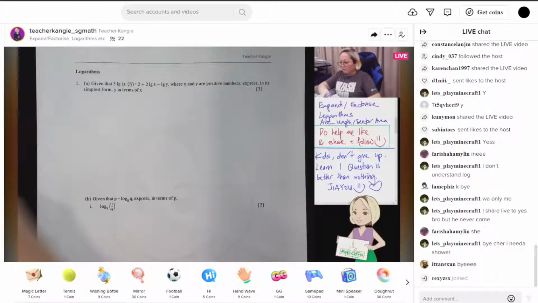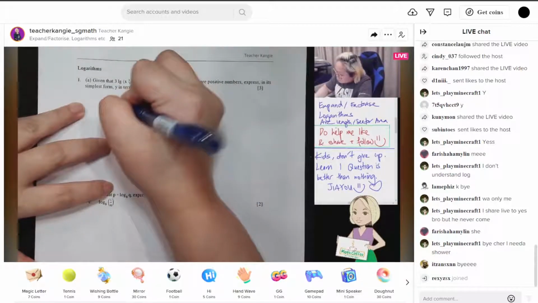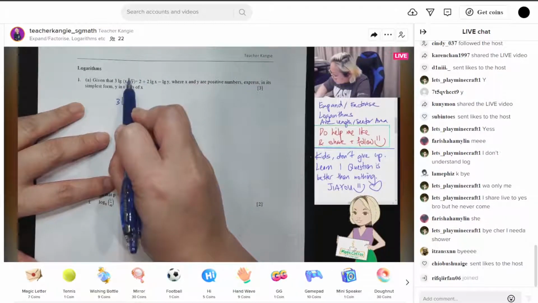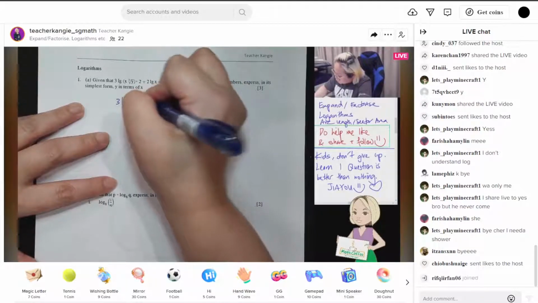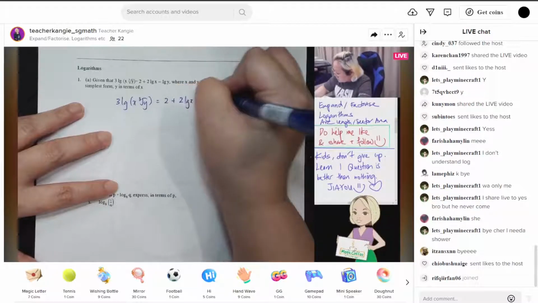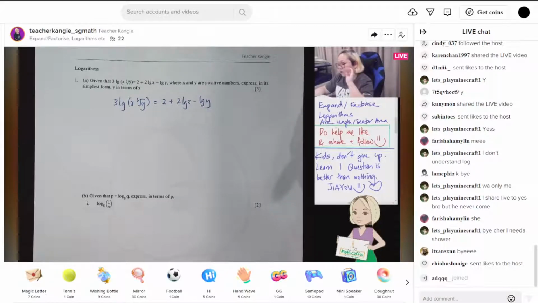Okay, so let's do these few questions. I'm now going to do logarithm. See here, 3 log x. Take note, this is cube root, it's not x cube. Cube root y equals 2 plus 2 log x minus log y. This question says x and y are positive, then they want you to express in simplest form y in terms of x. They want you to make y the subject. So it looks very tough.